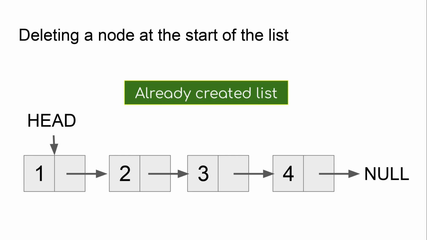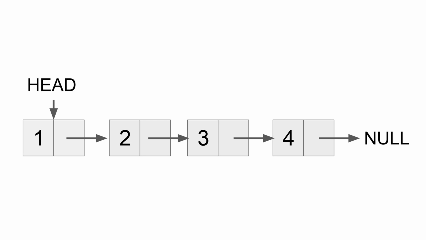I will give you an example. So we have here a list that is already created. Let's remove the unnecessary stuff. Okay, that's clear. Now we have to delete the starting node. This node right here in the green. We are going to delete it. Let's see the steps for deleting the node at the starting position.